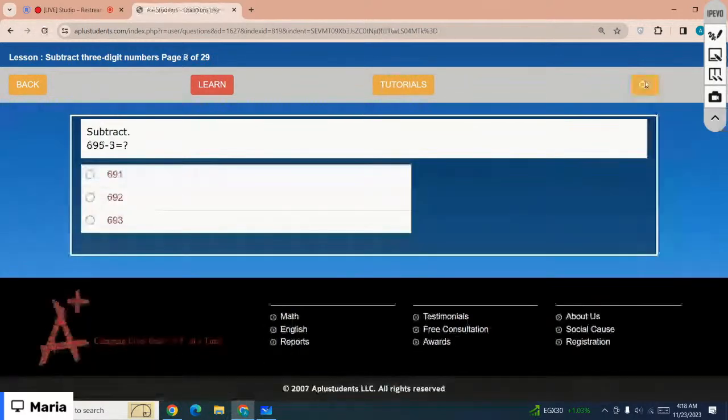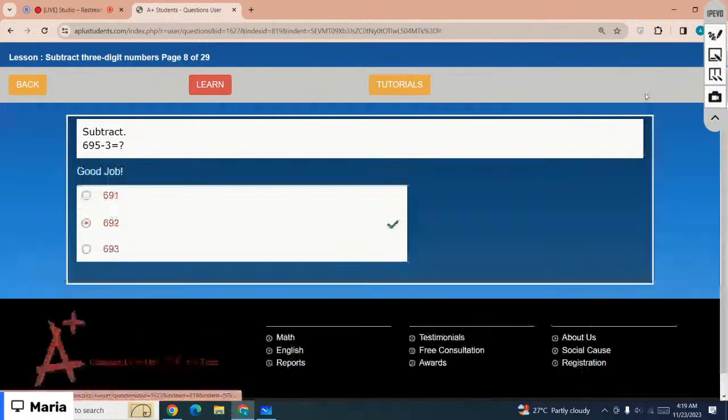Okay, the next one is 695 minus 3. Which is the correct option? 695 minus 3 equals. Yes, that is 692. Option number 2 is the correct option.